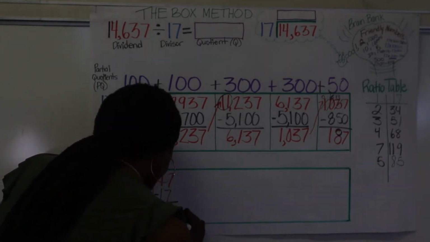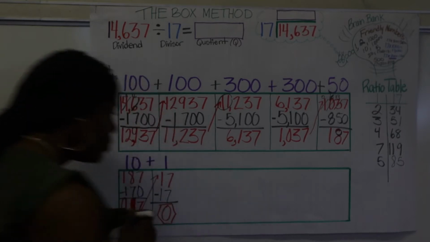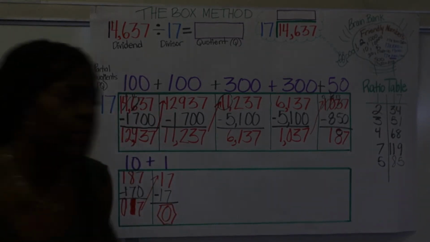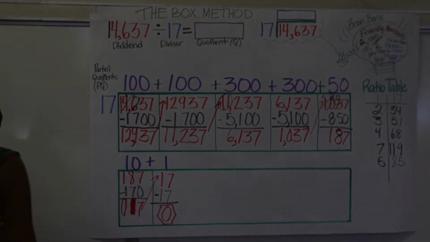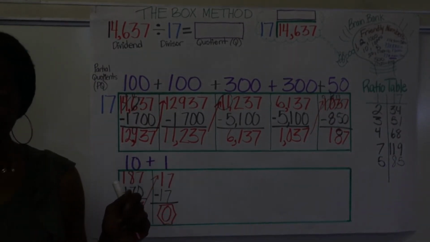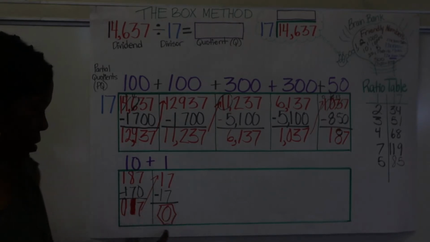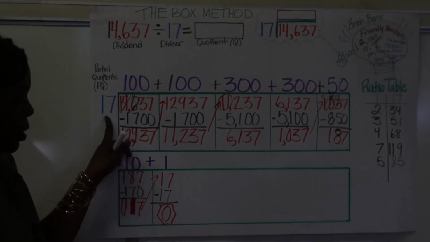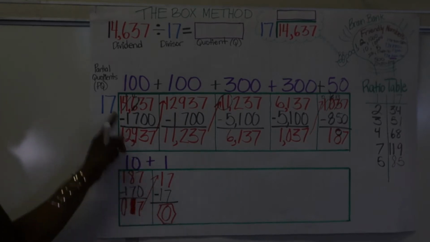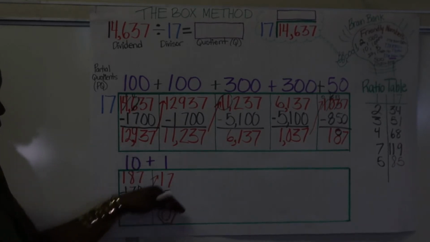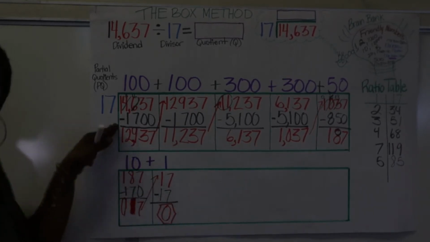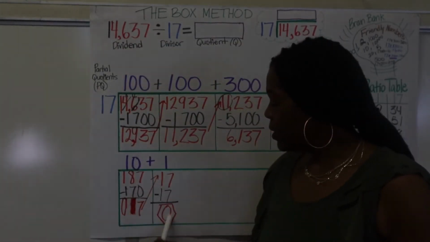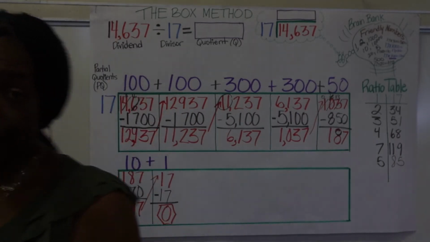Because there's no more numbers. I need somebody who's going to tell me a clear and concise thought. Quiet. I need to hear. We can put the stop sign there because 0 is less than 17, which is our divisor. Our goal is to get the new dividend less than our divisor. Did we accomplish that task?